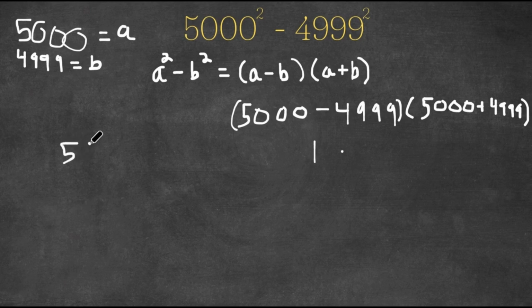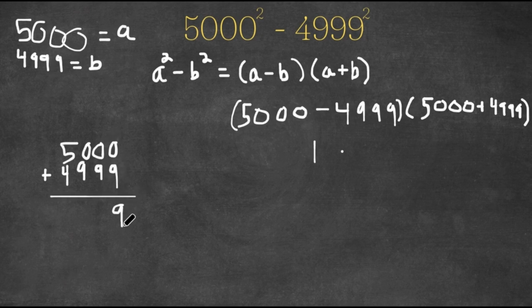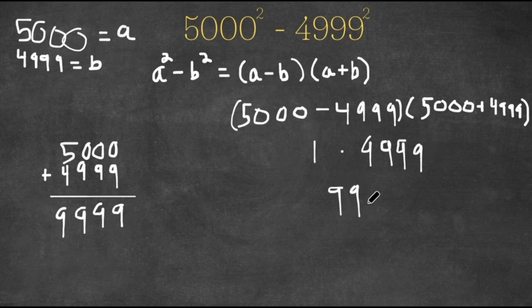Well, if we have 5,000 and we are adding this with 4,999, 0 plus 9 is 9, 0 plus 9 is 9, 0 plus 9 is 9, and 5 plus 4 is 9. So we get 9,999. So we're multiplying 1 with 9,999, and 1 times 9,999 is simply just 9,999. So this is our answer.